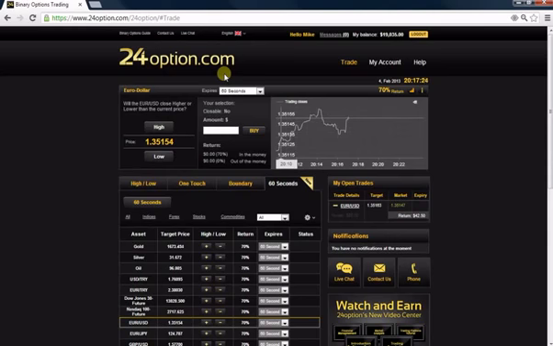So this one, like I said, allows you a little more flexibility. Again, we're going to go to the Euro US dollar. We're already open on the Euro US dollar. Let's take a look at our balance: $19,035.